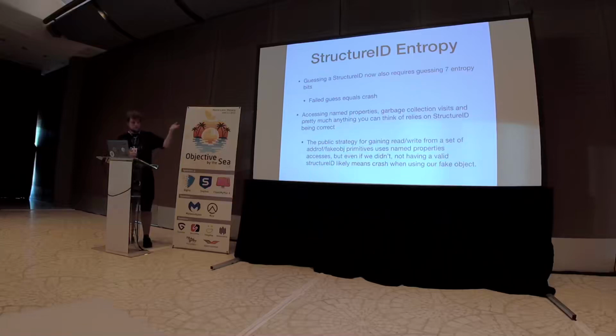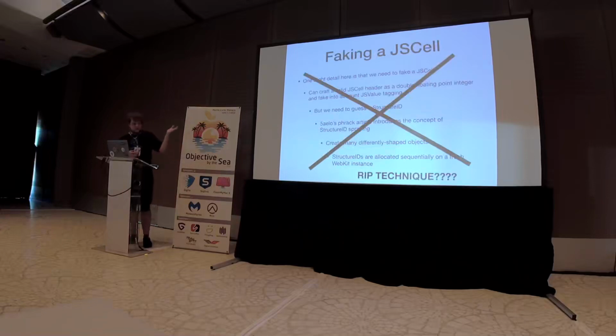Operations which will result in crashing are, for instance, accessing named properties, garbage collection visits, and really anything that you can think of will rely on structure ID being valid. And the public strategy for gaining read-write from a set of fake object and address-of primitives uses named property accesses. But even if we didn't, not having a valid structure ID will still very, very likely mean a crash when using a fake object. And so what this means is that this technique is actually completely dead, theoretically.